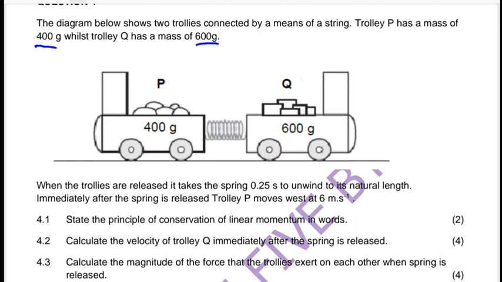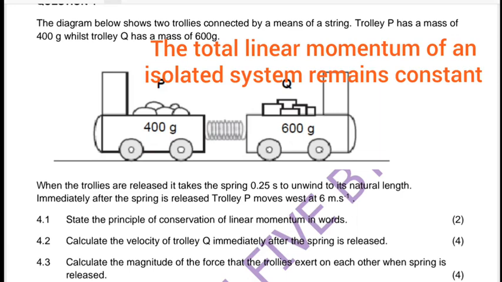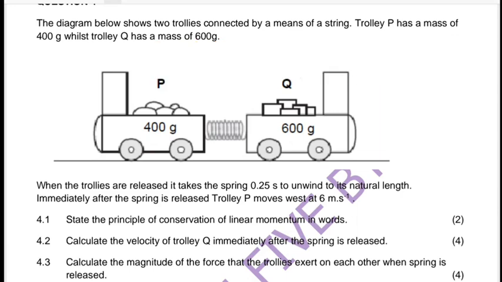State the principle of conservation of linear momentum in words. The total linear momentum of an isolated system remains constant. That one you should also remember, it is one of those definitions. 4.2 says calculate the velocity of trolley Q immediately after the spring is released. 4.3 says calculate the magnitude of the force that the trolleys exert on each other when the spring is released.